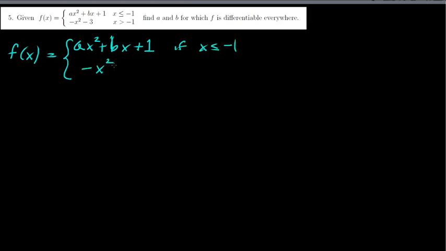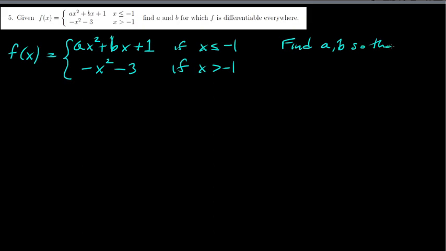Okay, number 5. We're given a function, and if it's too small, let me write it down again. It's a piecewise defined function. It's ax squared plus bx plus c. Well, we know c is 1 here. So c is 1, and that's a b, not a 6. Right? And this is going to be true if x is less than or equal to -1. And it's negative x squared minus 3 if x is greater than -1. And the question is to find a and b. So, sorry, I know that looks like a 6. A and b.